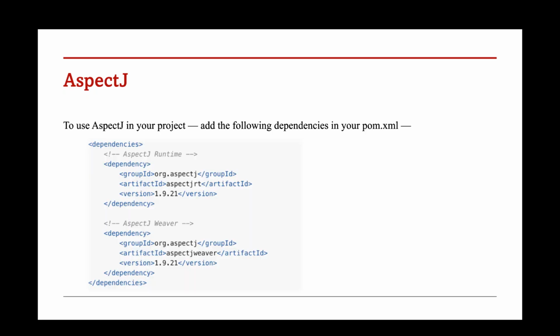Alright, now let's talk about the second option. AspectJ. To use AspectJ in your project, you need to add two dependencies. First, AspectJ RT, which is the runtime library. It contains the core classes required to run AspectJ aspects. Second, AspectJ Weaver, which is responsible for weaving. It actually applies your aspects to the target code, either at compile time or load time.